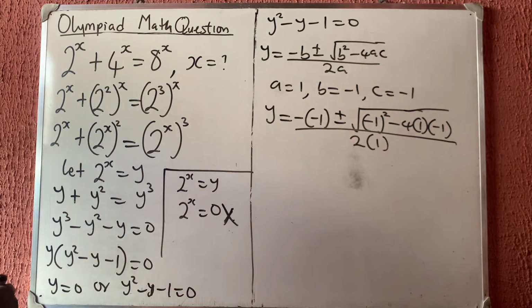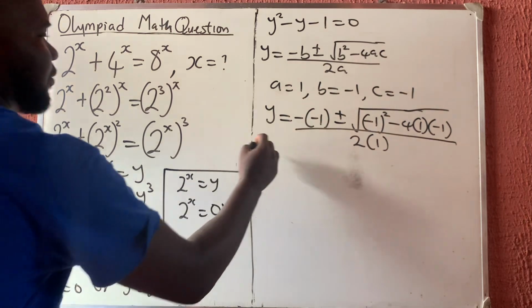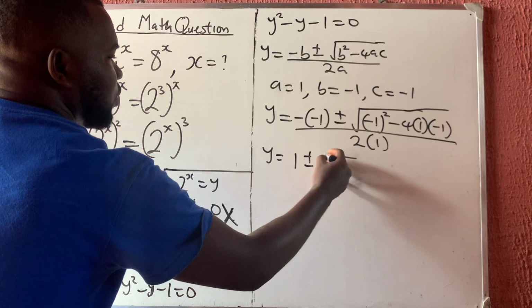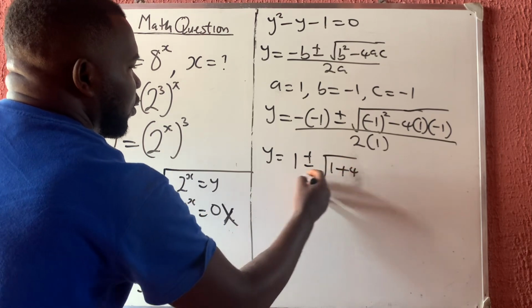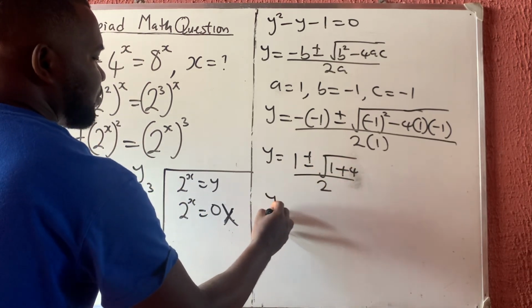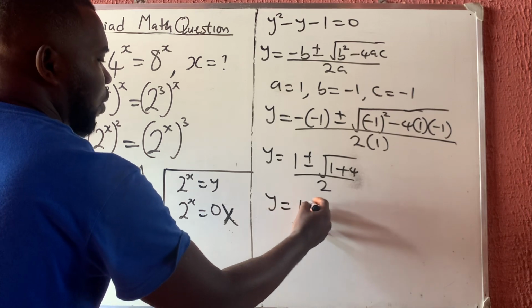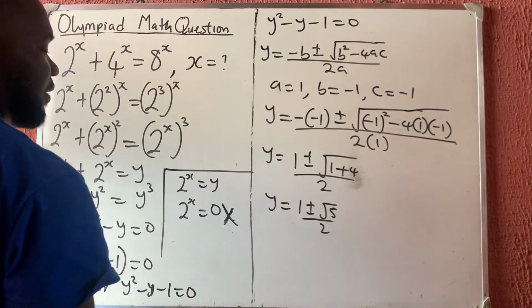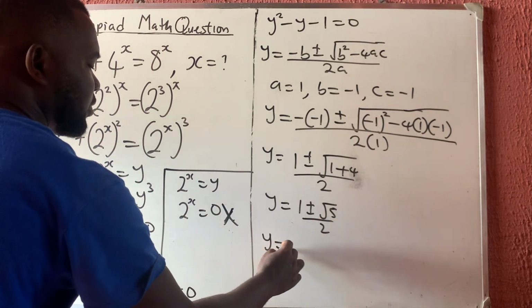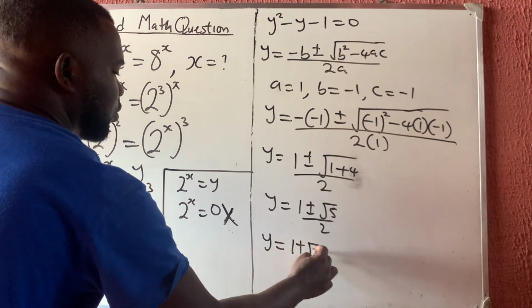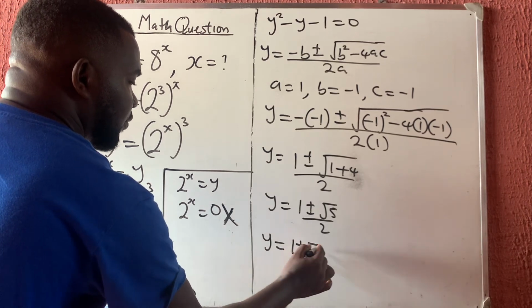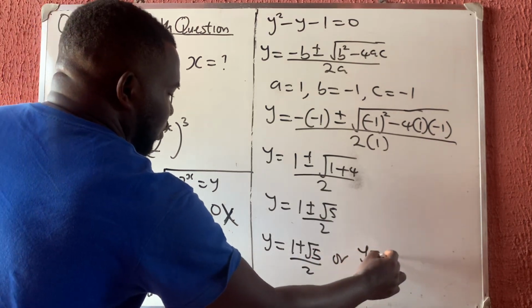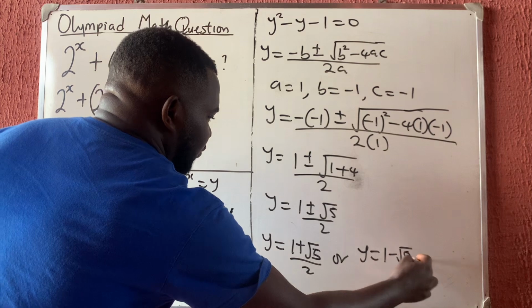Now having this, we're going to have that y is equal to 1 plus or minus the square root of 1 plus 4, all over 2. So my answer is y is equal to 1 plus or minus square root of 5 over 2. If you separate, I have two cases here. The first case is y is equal to 1 plus the square root of 5 over 2, or y is equal to 1 minus the square root of 5 over 2.